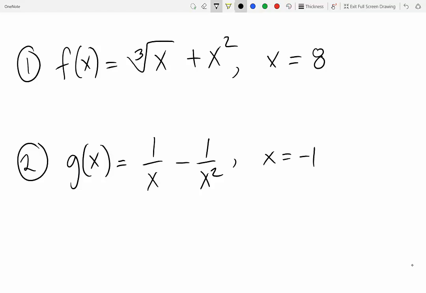If you want some practice writing equations of tangent lines, try writing the equation of a tangent line to each of these two functions at the given x value. And good luck.